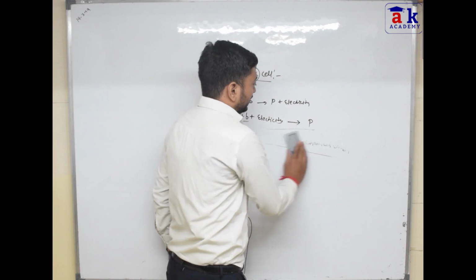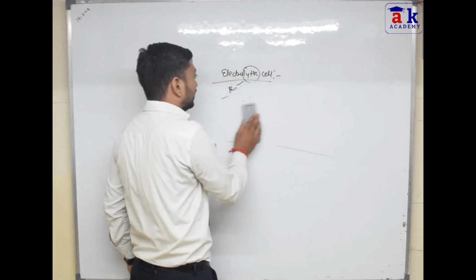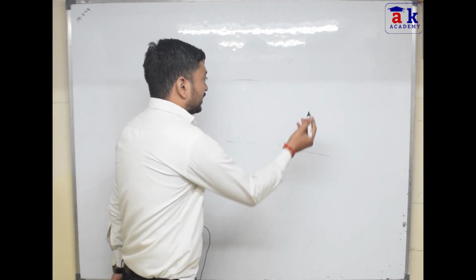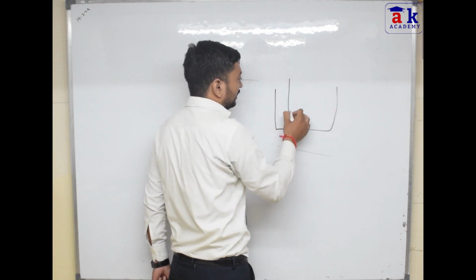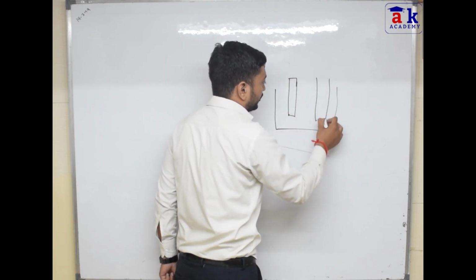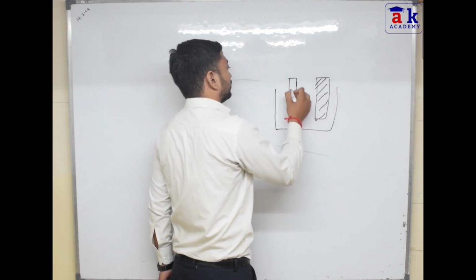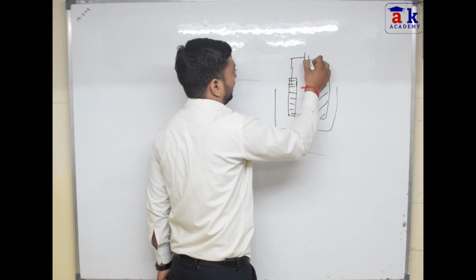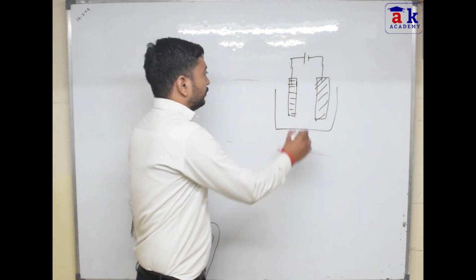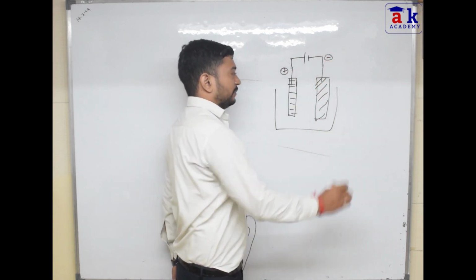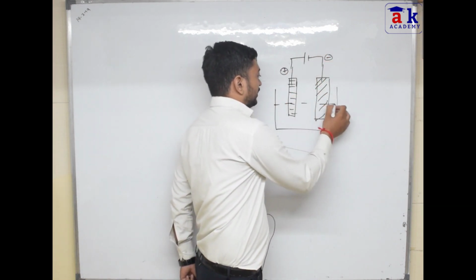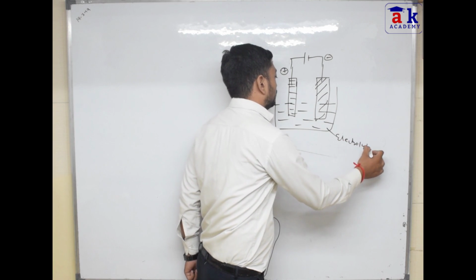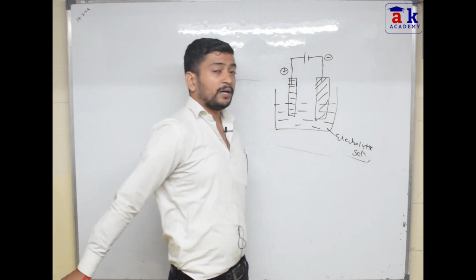Let's consider one cell, and in the cell there are two electrodes, as we know. This is the cell, and here we have two electrodes. One is the cathode and the other is the anode, and they are connected with the battery. Here we have the positive terminal and here we have the negative terminal, and here we have the electrolytic solution.